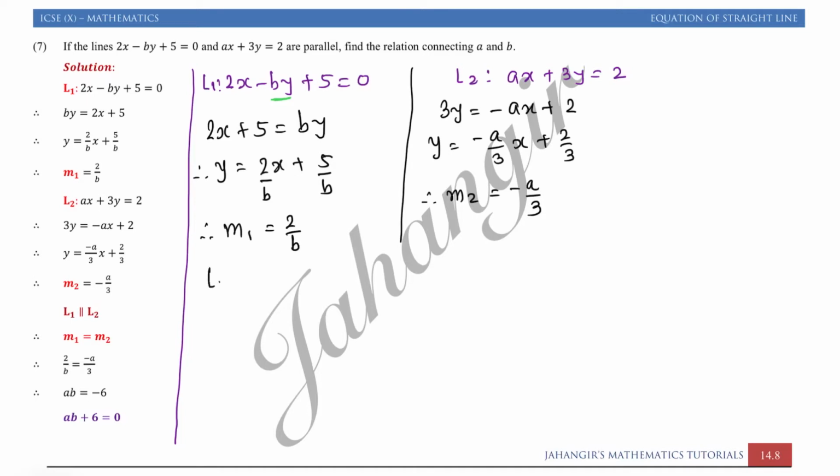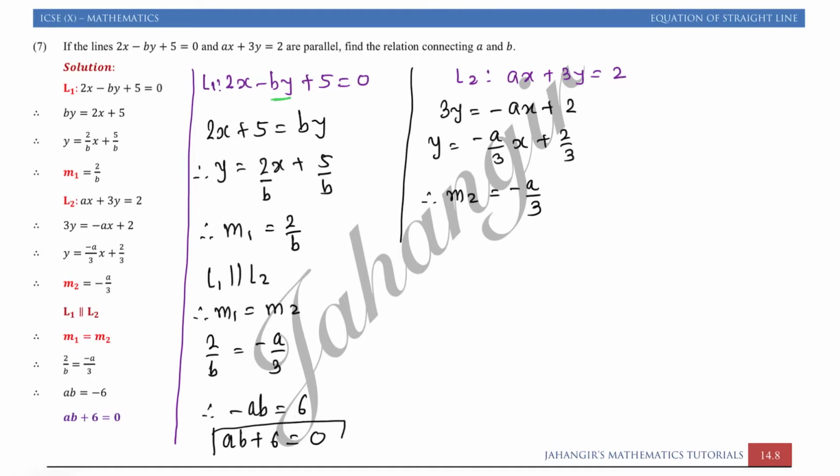Now as we know L1 parallel to L2, so therefore m1 is equal to m2. m1 is 2 by b, m2 is minus a by 3. So therefore minus ab is equal to 6. So we can say ab plus 6 is equal to 0. This is the relation connecting a and b. Either you can even write it as ab is equal to minus 6. This can be the answer also.